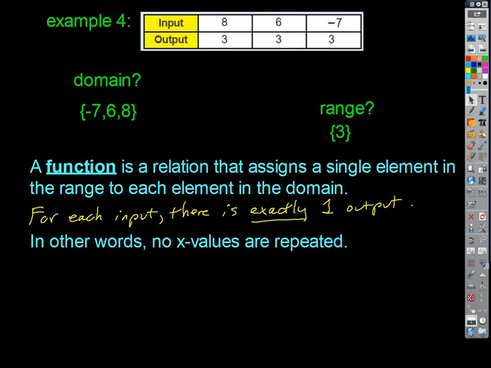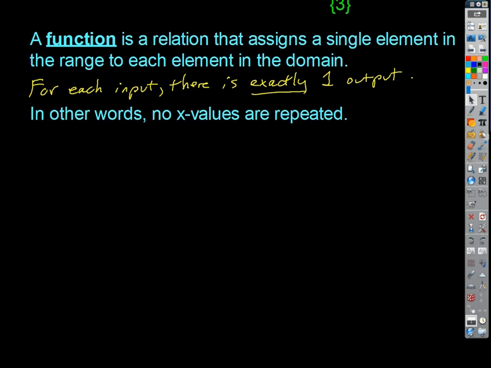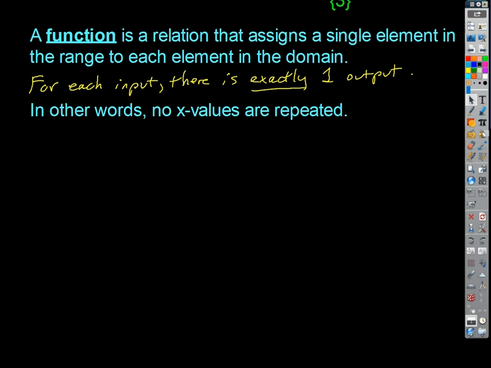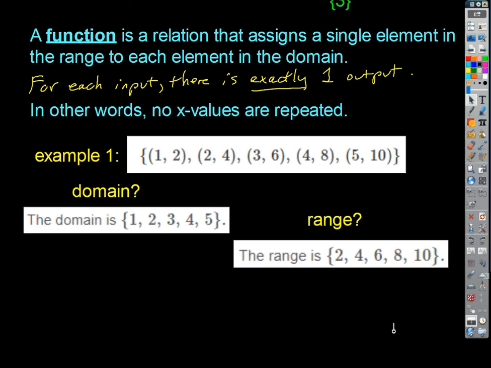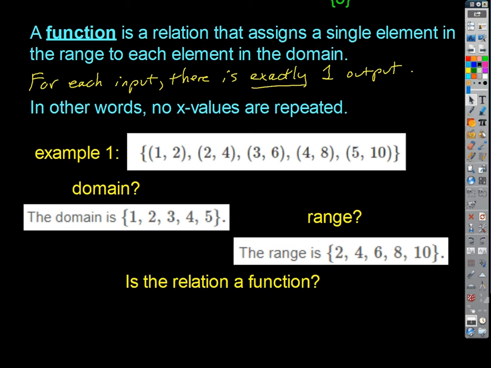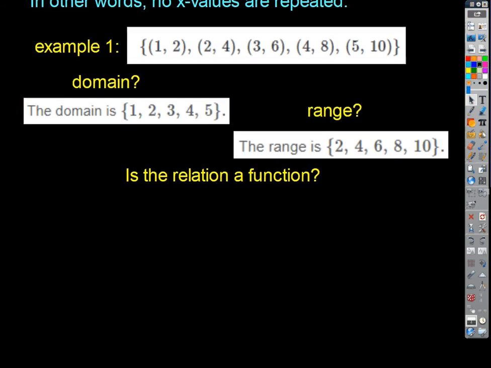Okay, so let's look at the examples we just considered. Let's go back and ask the question, all right, we found domain and range, but now are they functions? Do they meet that criteria? Okay, so how about this guy? What do you think? You already told me what the domain and the range were, but now the question is, is the relation a function? How do we know that?